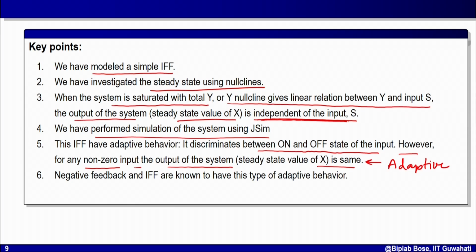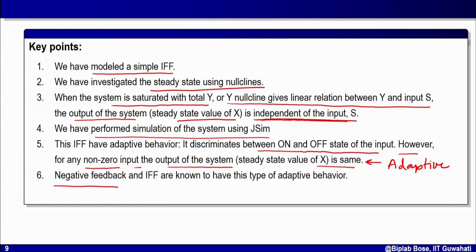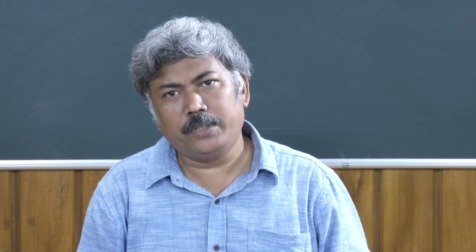And one key point we have to remember, it is not just the IFF, negative feedback in certain cases also can show adaptive behavior. In general, while modeling a cellular process, we have to keep in mind, depending upon the parameter values, both negative feedback and incoherent feedforward can give rise to this type of adaptive behavior. That's all for this module.